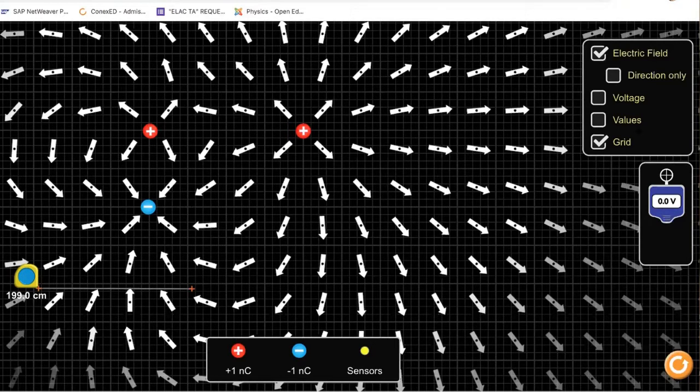So now we could also get the sensor. No, that's for voltage. We'll do that voltage later. Oh, let's get this sensor. This sensor, wherever you put it, will tell you the electric field at that point.